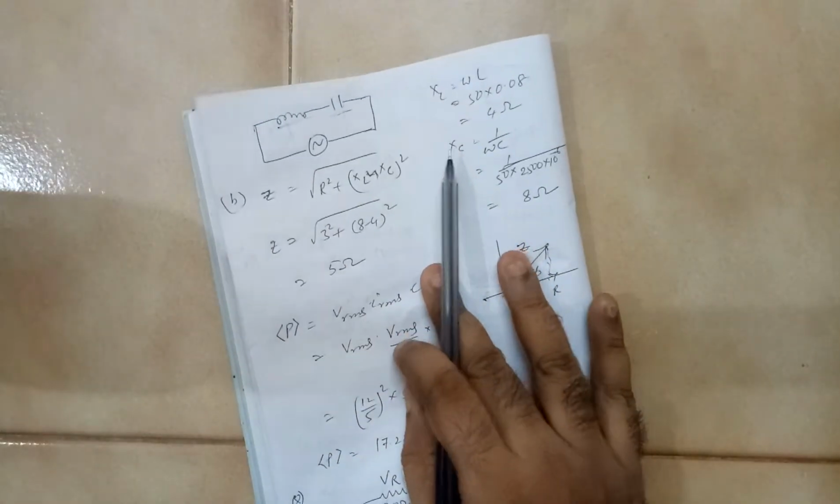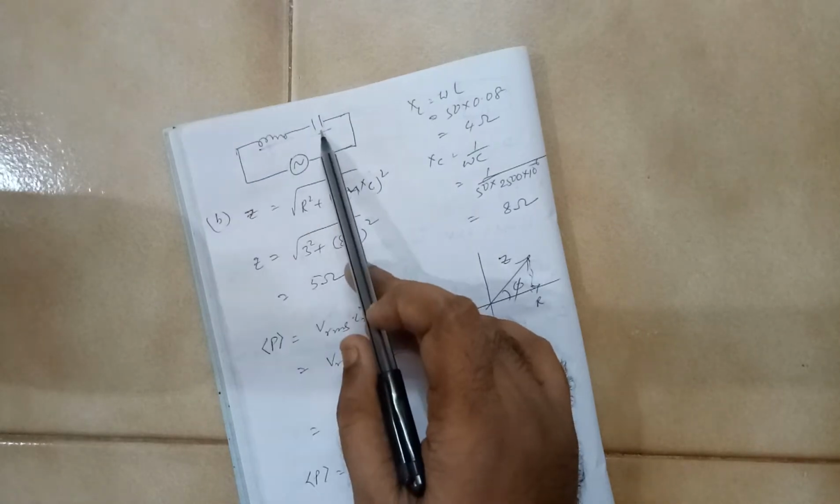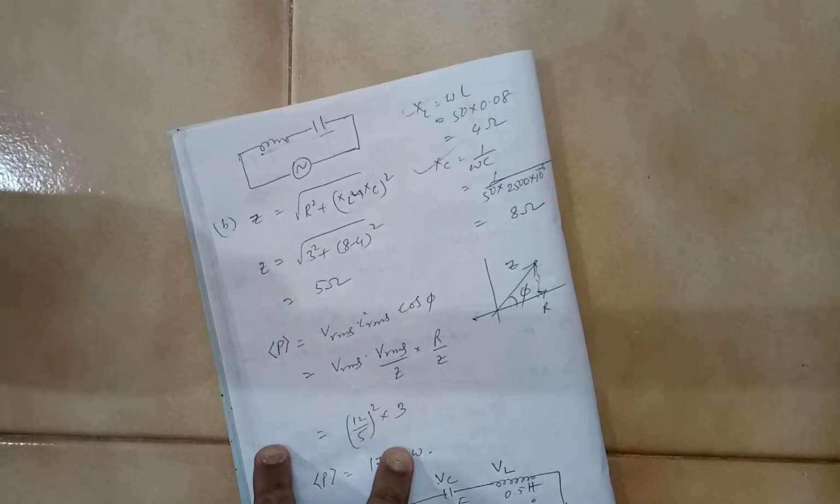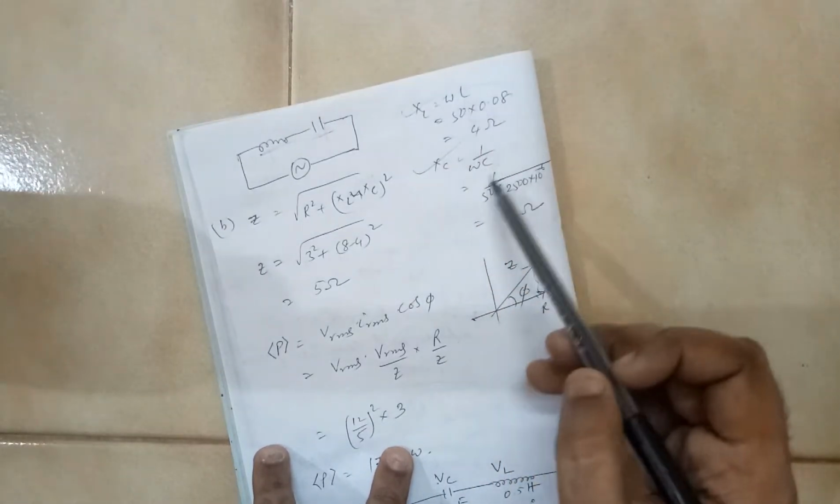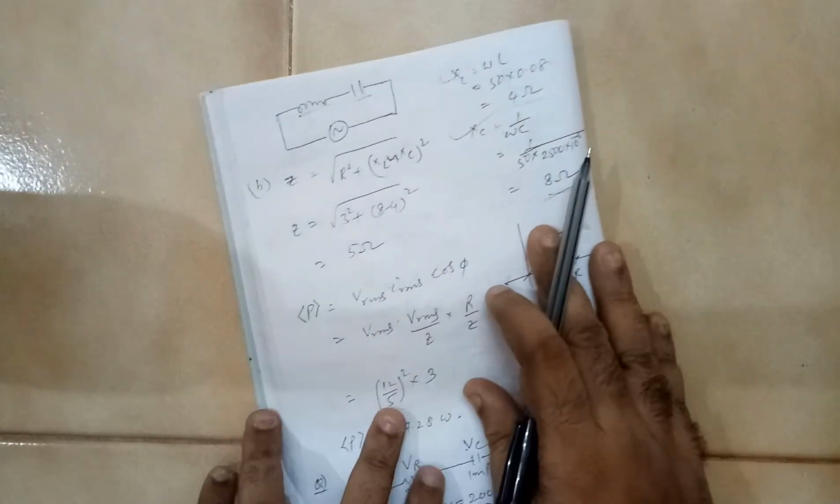In this situation, you have already calculated the L value, right? The C value is provided to you. So you can work out XL and XC. XL is equal to omega L, XC is equal to 1 by omega C. Just put the values, you get XC as 8 ohms and XL as 4 ohms.